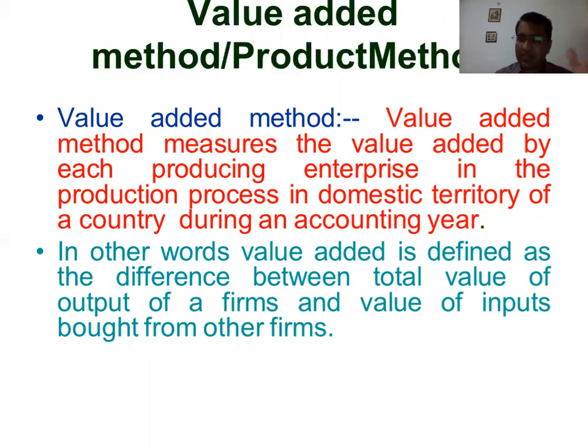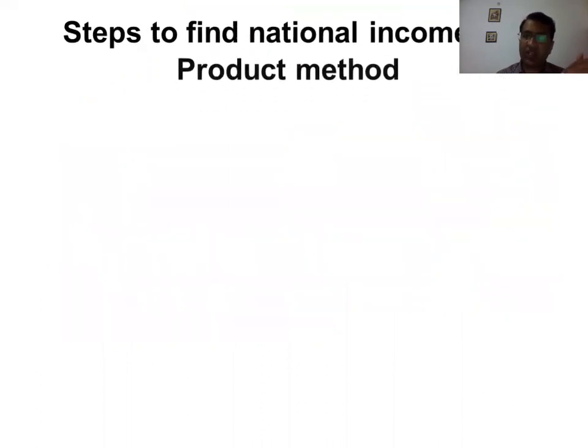If we add sales plus change in stock, then we can calculate the value of output. If we take the difference between the value of output and the material used in the production process, the difference is called value added. So in this way, by the value added method, we can calculate national income. We have different steps to calculate national income.